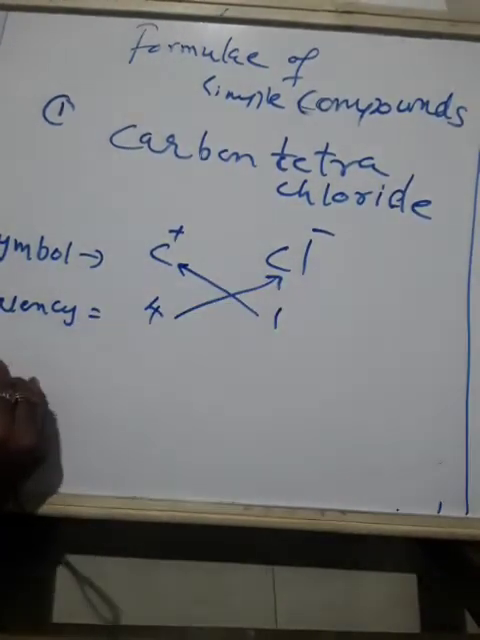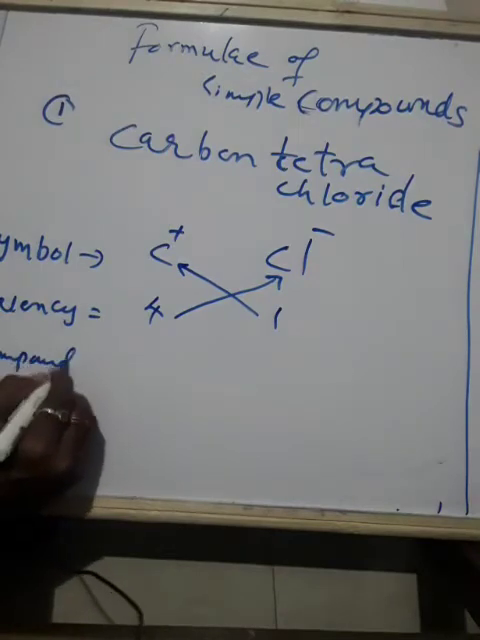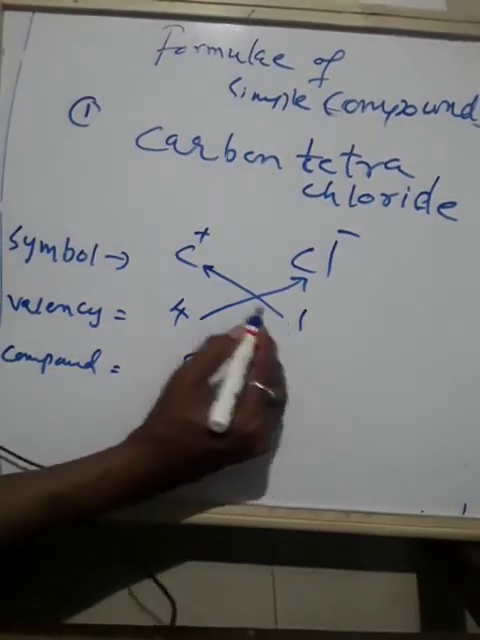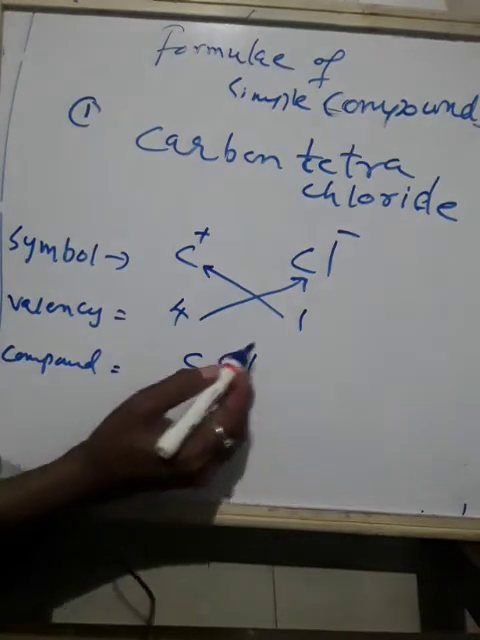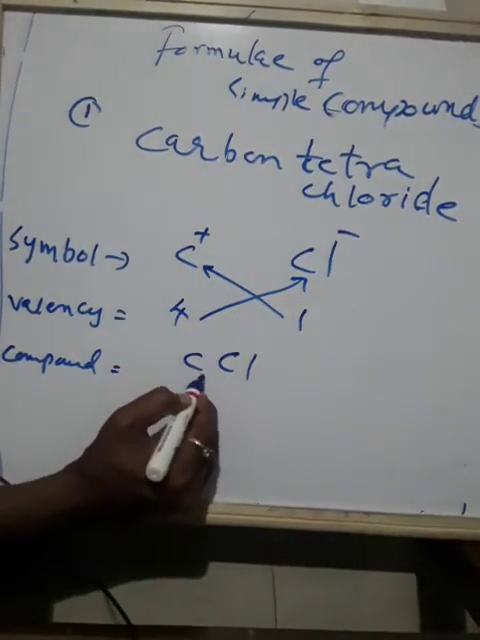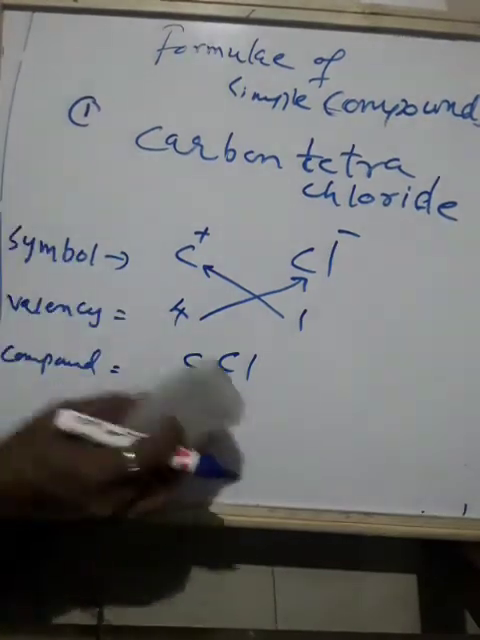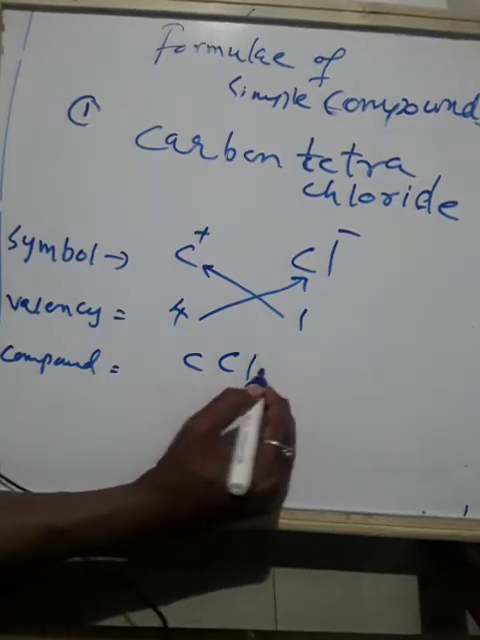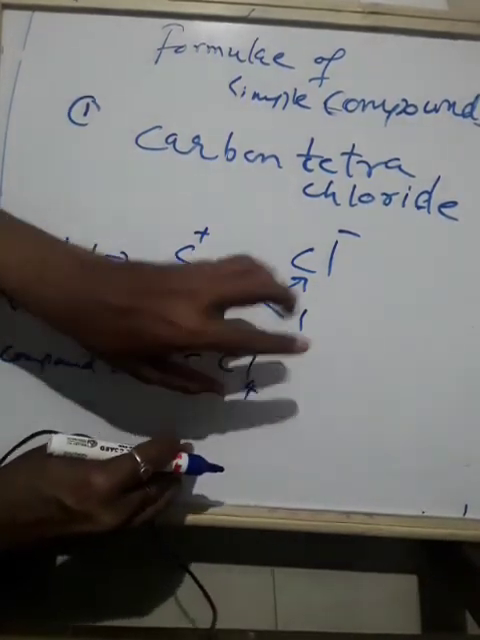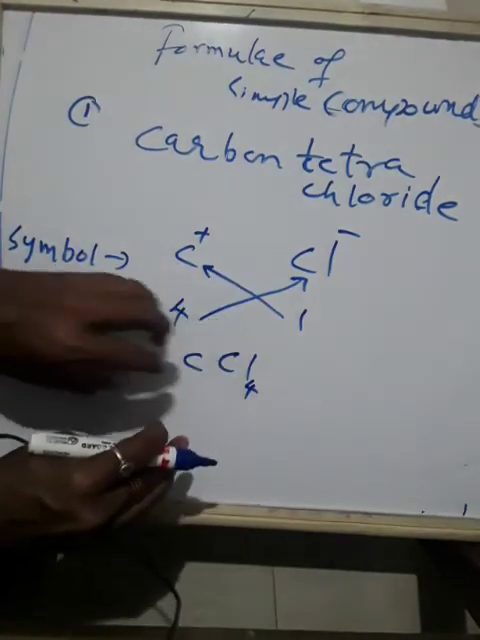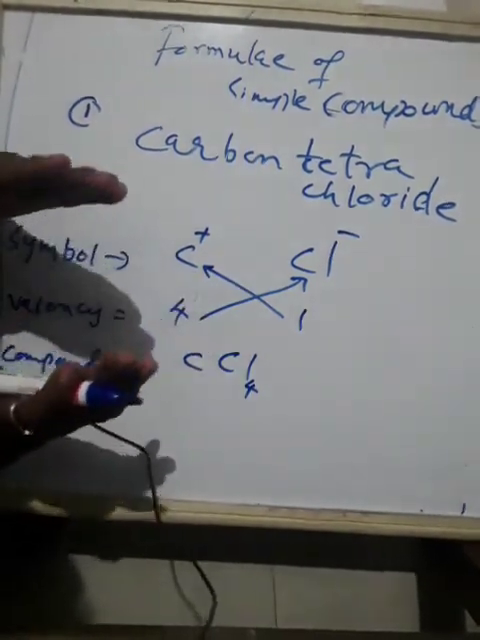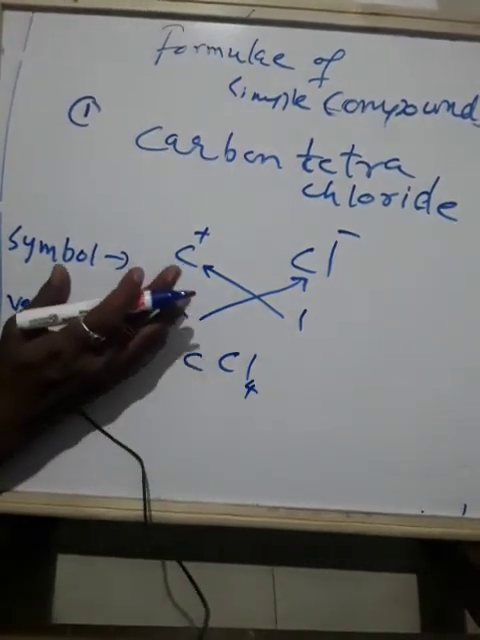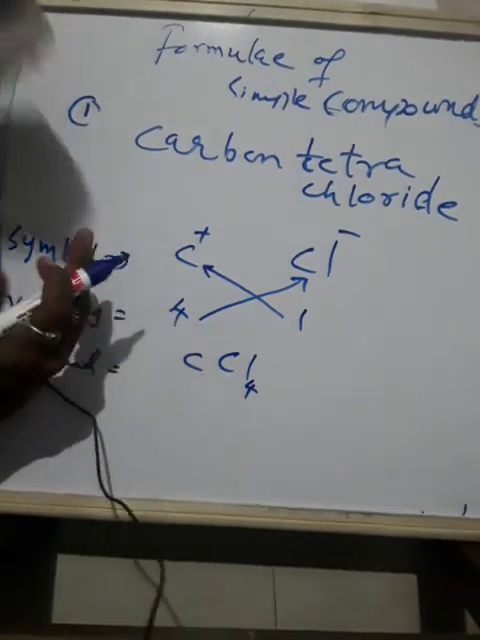So what is the compound or molecular formula you can tell? The compound formed is carbon tetrachloride. You write C, Cl as it is. So 1 will be given to carbon, so we write 1 here. Actually 1 is negligible, no need to write. Then 4 is given to chloride. Tetra means 4 chloride atoms. Carbon tetrachloride is the chemical formula for this one.